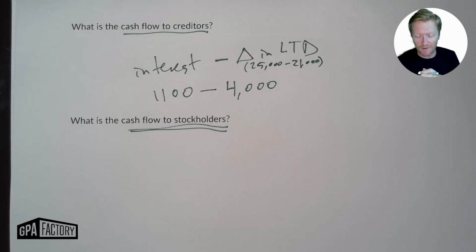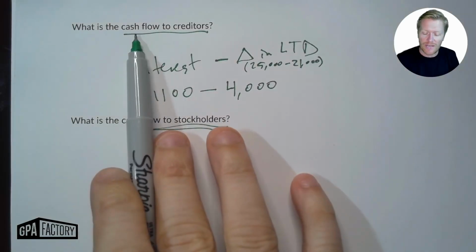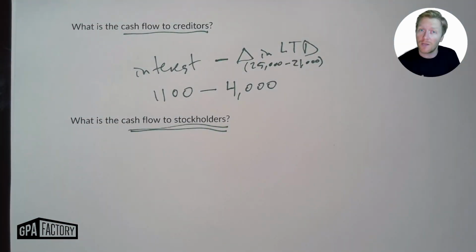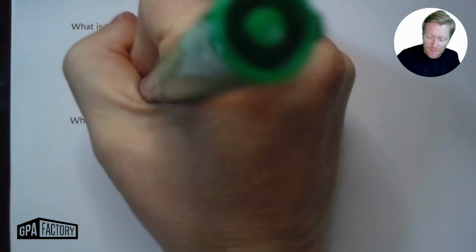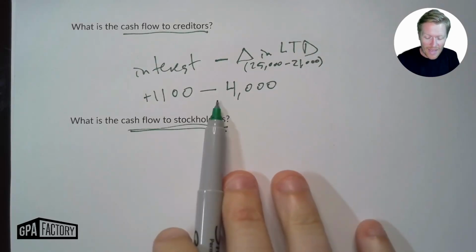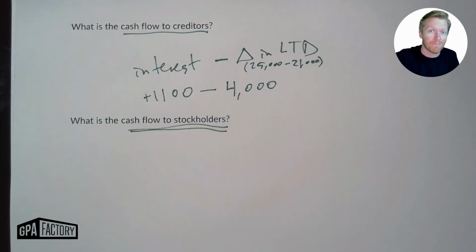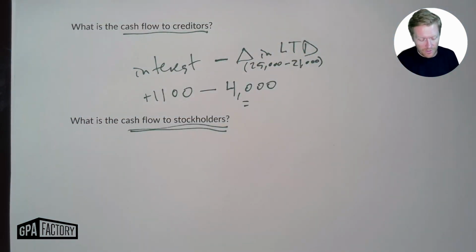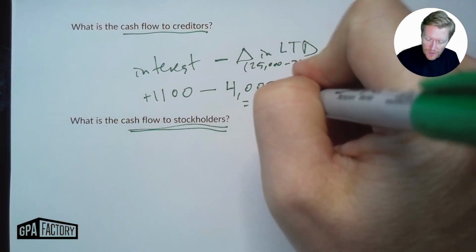Well, the reason that that's negative is because if we had long-term debt go up, that means that we issued more long-term debt and received that cash from creditors. So it's actually the opposite of cash flow to creditors. It's negative. It's actually cash flow coming from creditors. So as far as how much cash the creditors received, they got the interest payments, but then they actually gave us 4,000. So it's negative to those creditors. So here we take 1,100 minus 4,000. We got negative 2,900.